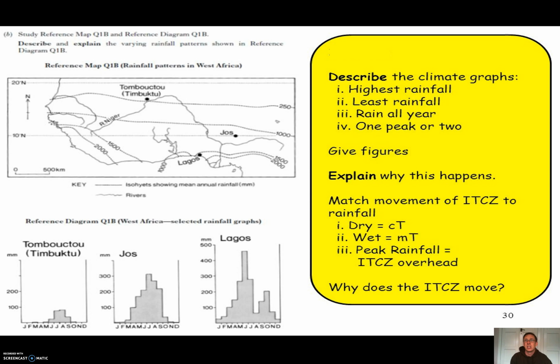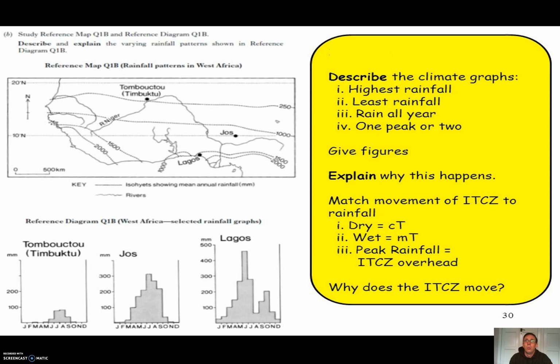And if you can't read this slide terribly well, let me know in class and we can have a look at some of the actual, real examples. So, it's saying, describe and explain the varying rainfall patterns shown in reference diagram Q1b. And then you've got a couple of different diagrams.